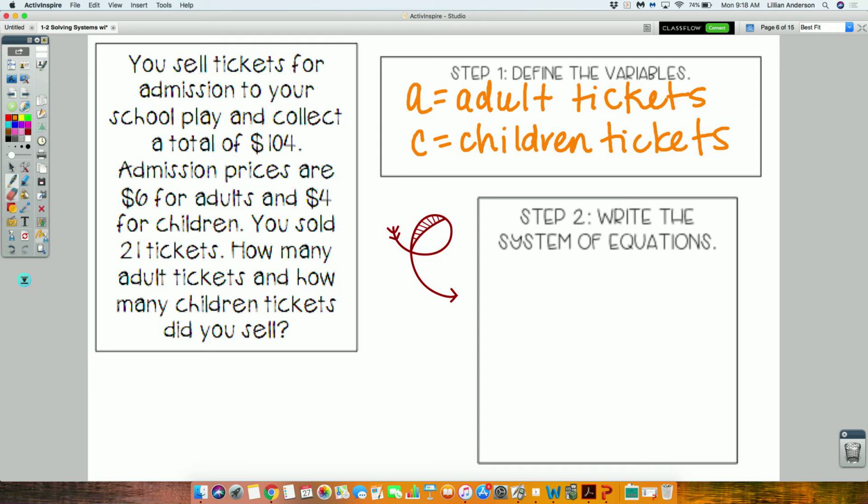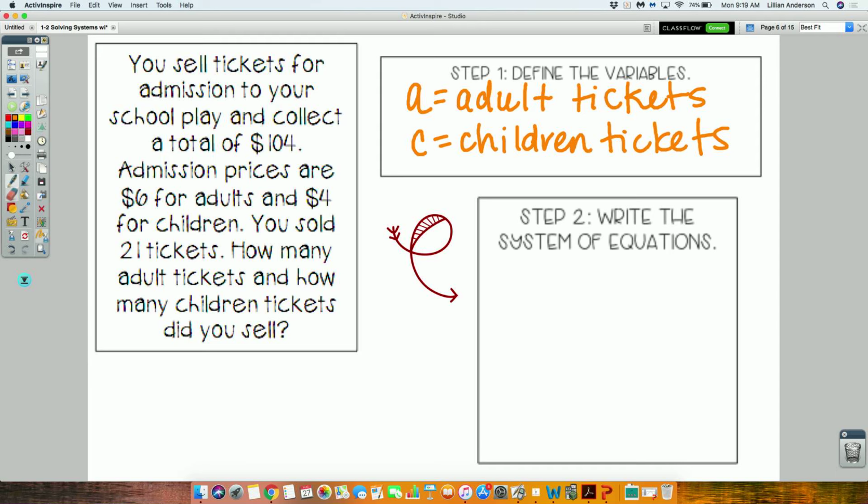And then step 2, you actually want to write your system of equations. So you might need to go back to the problem and try to figure out, okay, what are going to represent my two equations? So we're selling tickets to a school play and we collect $104. The admission prices are $6 for adults and $4 for children. And we sold 21 tickets. And then we have to figure out how many of each. Your two equations are embedded within those first couple of sentences.